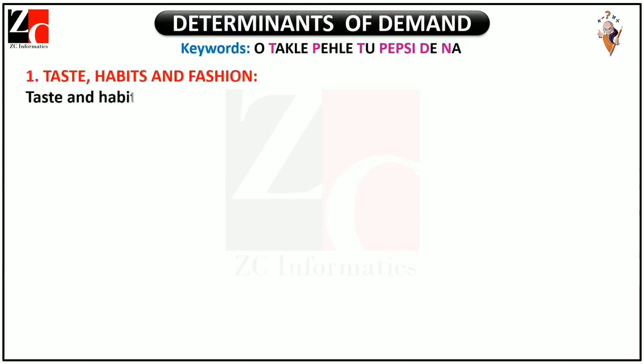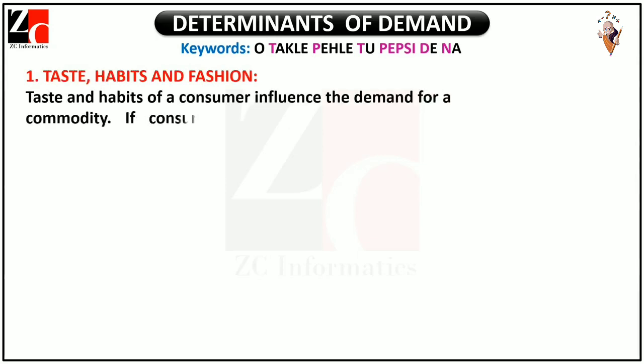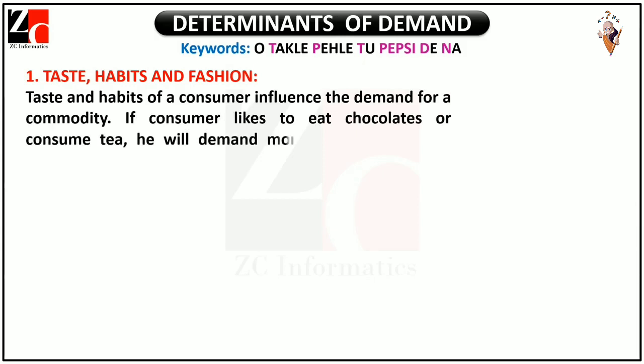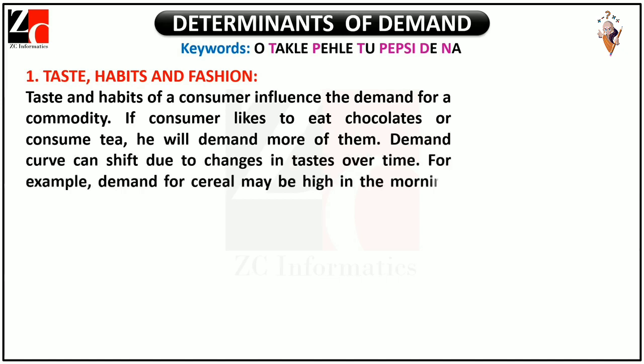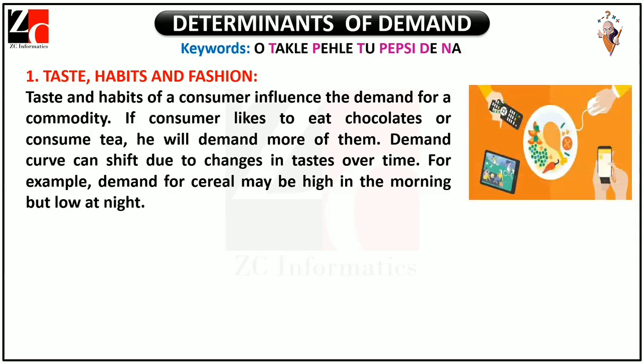Point number 1. Taste, habits and fashion. Taste and habits of a consumer influence the demand for a commodity. If a consumer likes to eat chocolates or consume tea, he will demand more of them. Demand curve can shift due to changes in taste over time. For example, demand for cereal may be high in the morning but low at night. Some factors such as taste and habits of consumers affect demand in the market.